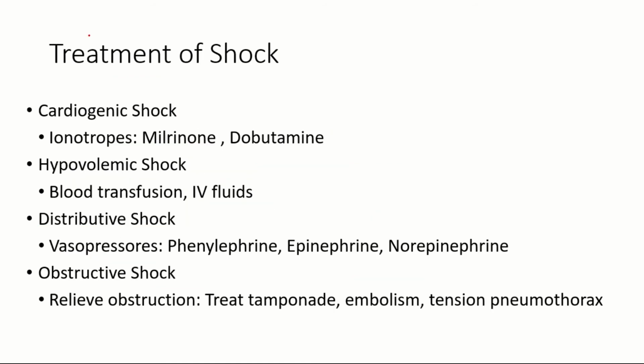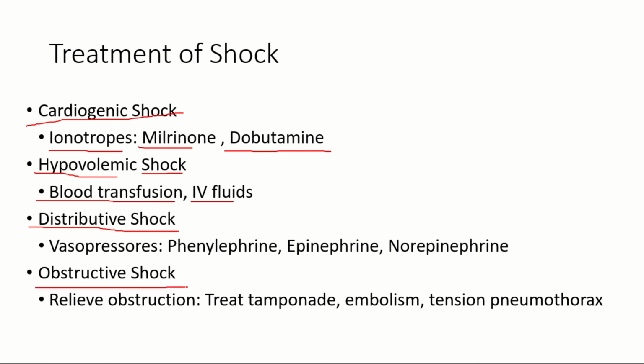Now, talking about the treatment of shock. In the cardiogenic shock, since the heart cannot contract properly, we can give inotropes such as milrinone or dobutamine. In the hypovolemic shock, there is less intravascular blood volume, so we can give blood transfusion or IV fluids. In the distributive shock, the problem is peripheral or diffuse vasodilation, so we can give vasopressors such as phenylephrine, epinephrine or norepinephrine. In case of obstructive shock, we need to relieve the obstruction. So if there is tamponade, we need to treat the tamponade, treat the embolism, or if there is tension pneumothorax, then treat the tension pneumothorax.